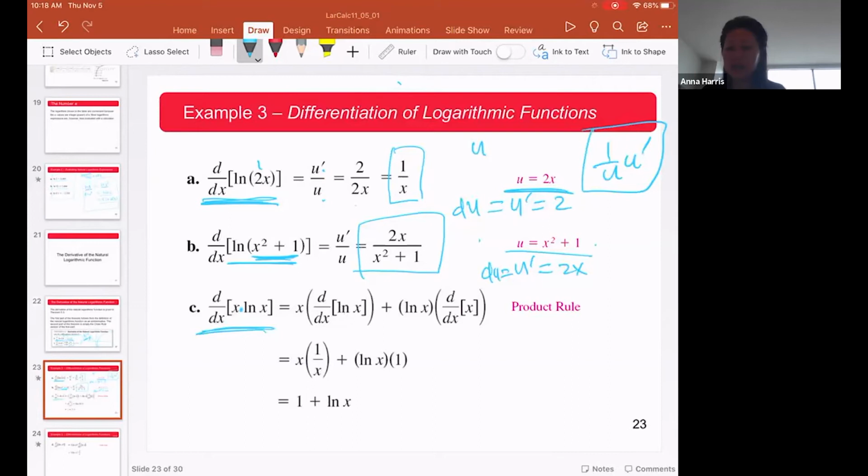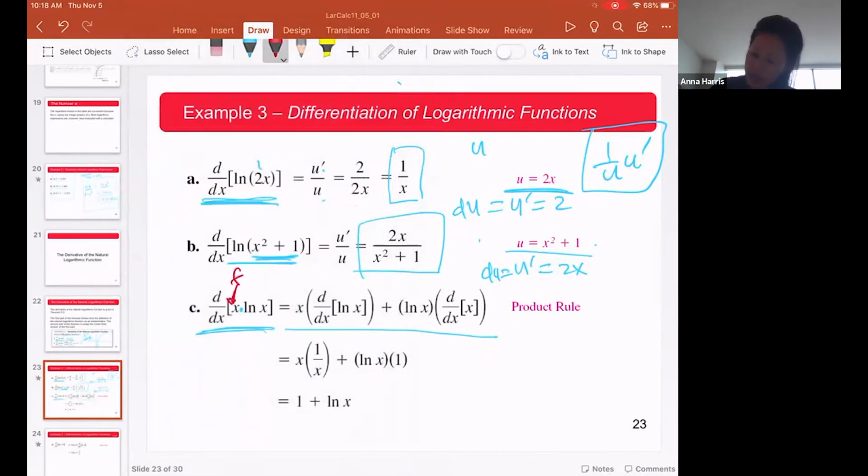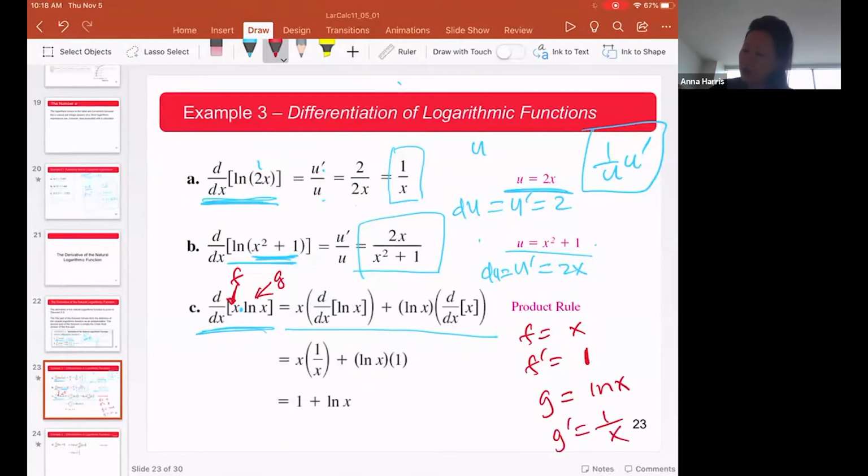All right. In this case, they use the product rule. That's fine, you can do that. Oh, I do have to use the product rule, excuse me, because it's not inside the natural log. So you have to use the product rule. I'm going to call it, that's my f, f is x. F prime is 1. G is equal to the natural log of x. G prime is 1 over x.